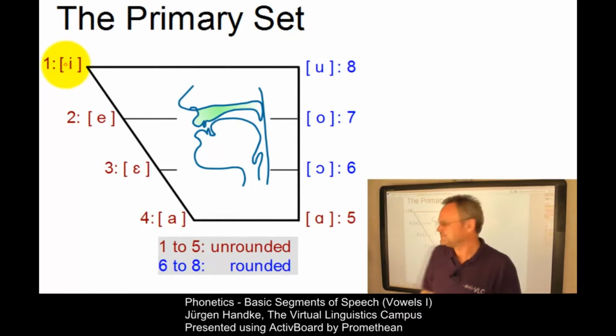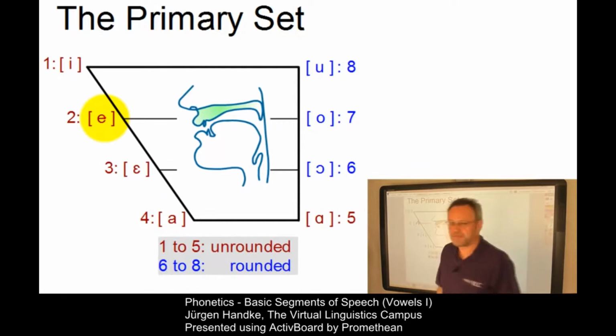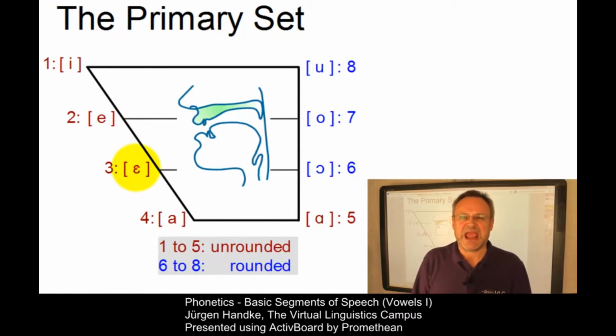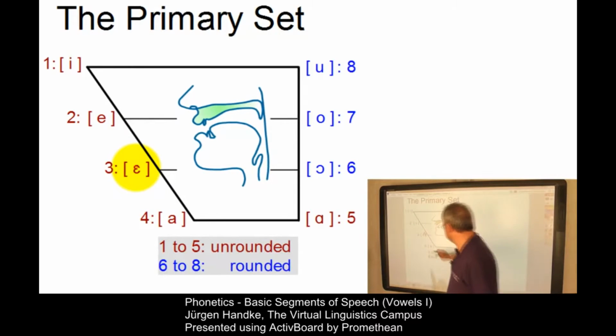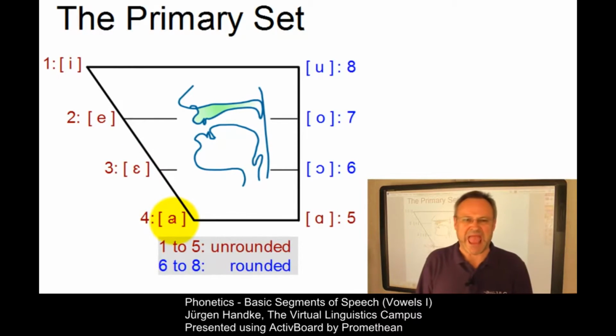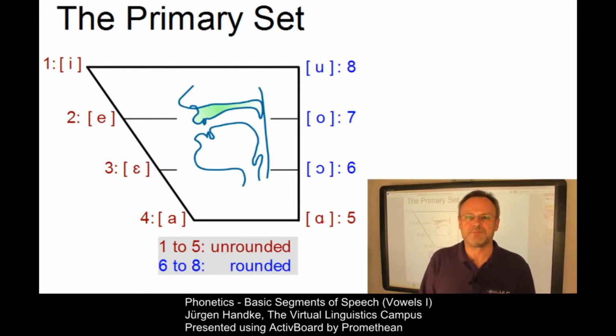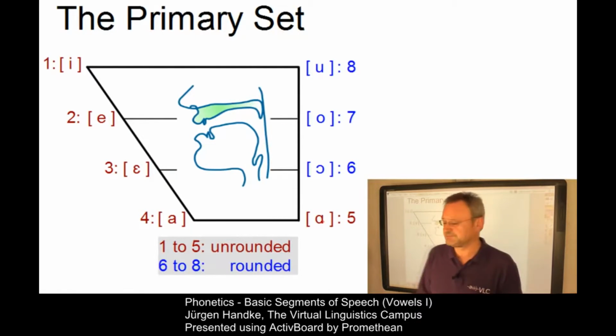E, E, A, A, O. And these vowels I've just produced are produced with spread or unrounded lips. Now cardinals number 6 to 8 are produced with rounded lips. Here they are.